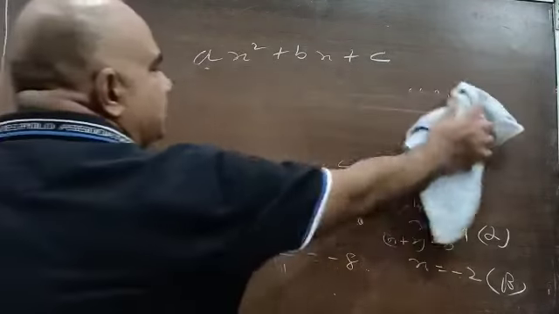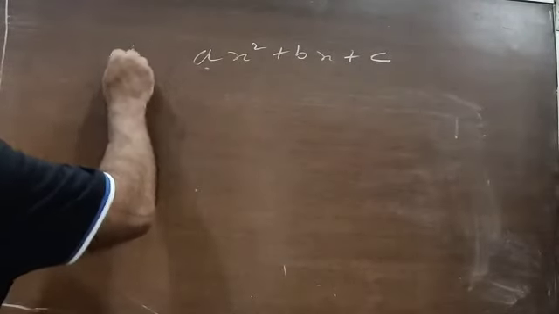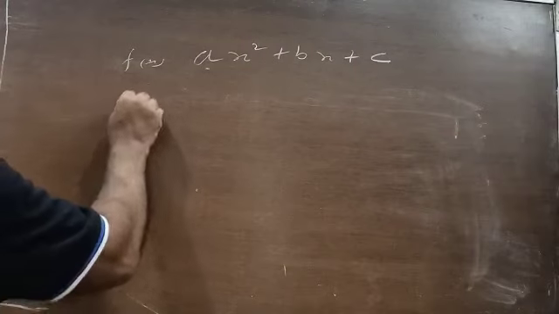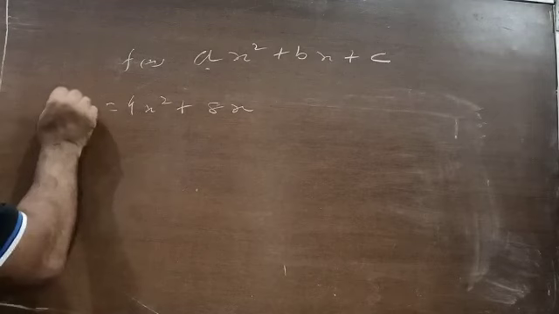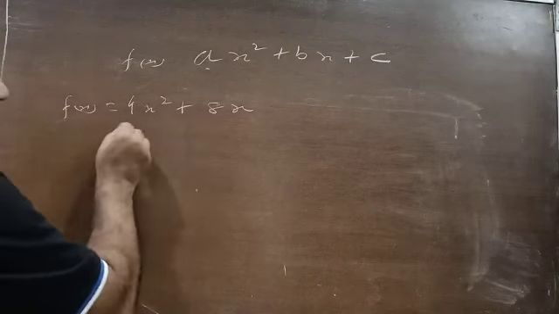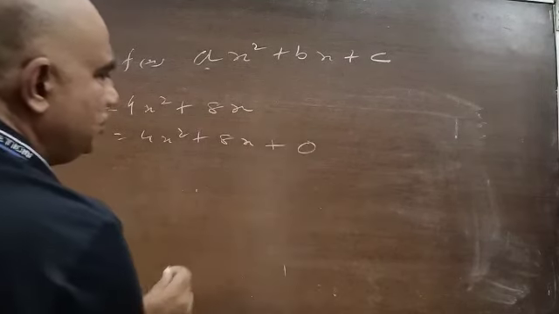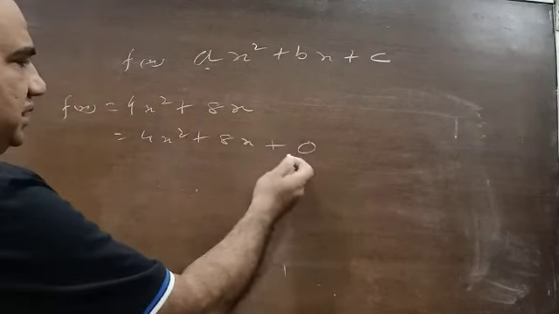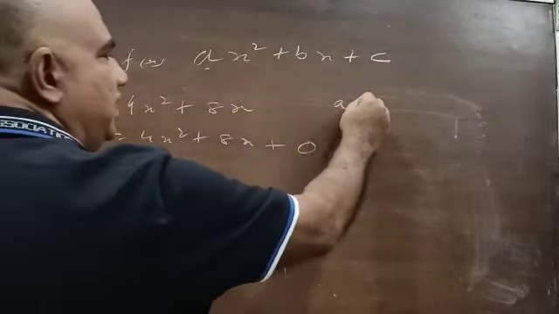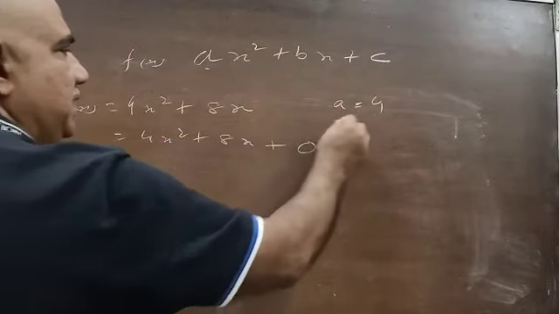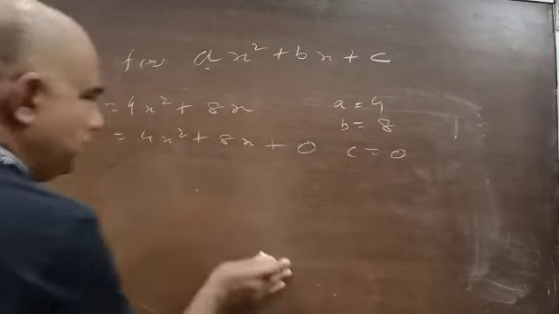Now let us see one more question. Let me write another question. This is f(x) equal to 4x squared plus 8x. I can write this as 4x squared plus 8x plus 0, so 0 will be the constant term. Now if I compare, a here is 4, b is 8 and c is equal to 0.